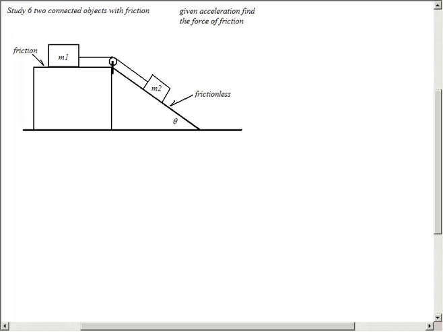So we can immediately write down that acceleration is a given, and we want to find the frictional force. That's our unknown. Let's start by drawing a free body diagram for mass 1 and identifying all the forces that are influencing mass 1. Pause the video and do this, and then resume the video.